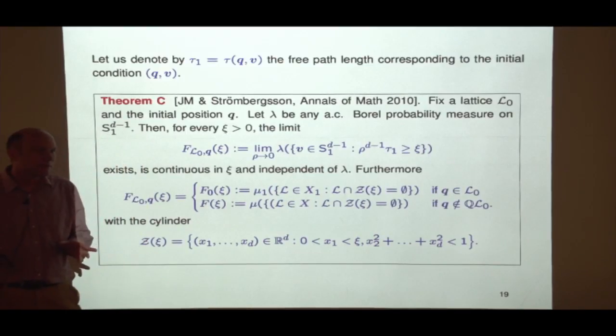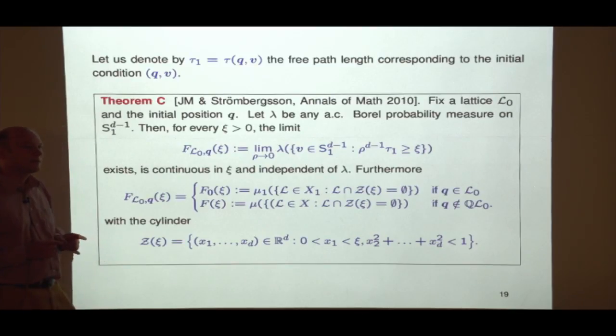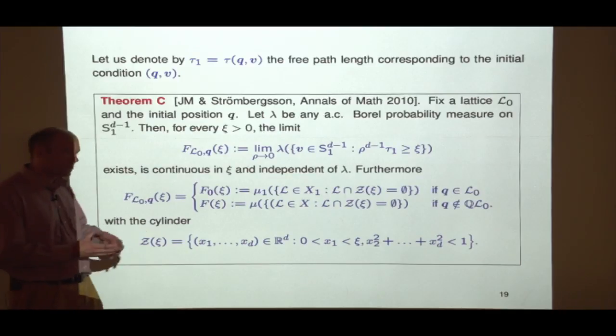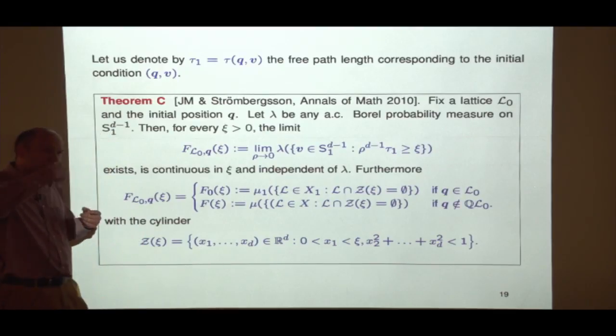So let me explain to you why this is so. You have a question, Tom? So the cylinder is just a cylinder. It's extended in one direction, and its cross-section is just a hyperdisk in d-1 dimensions.